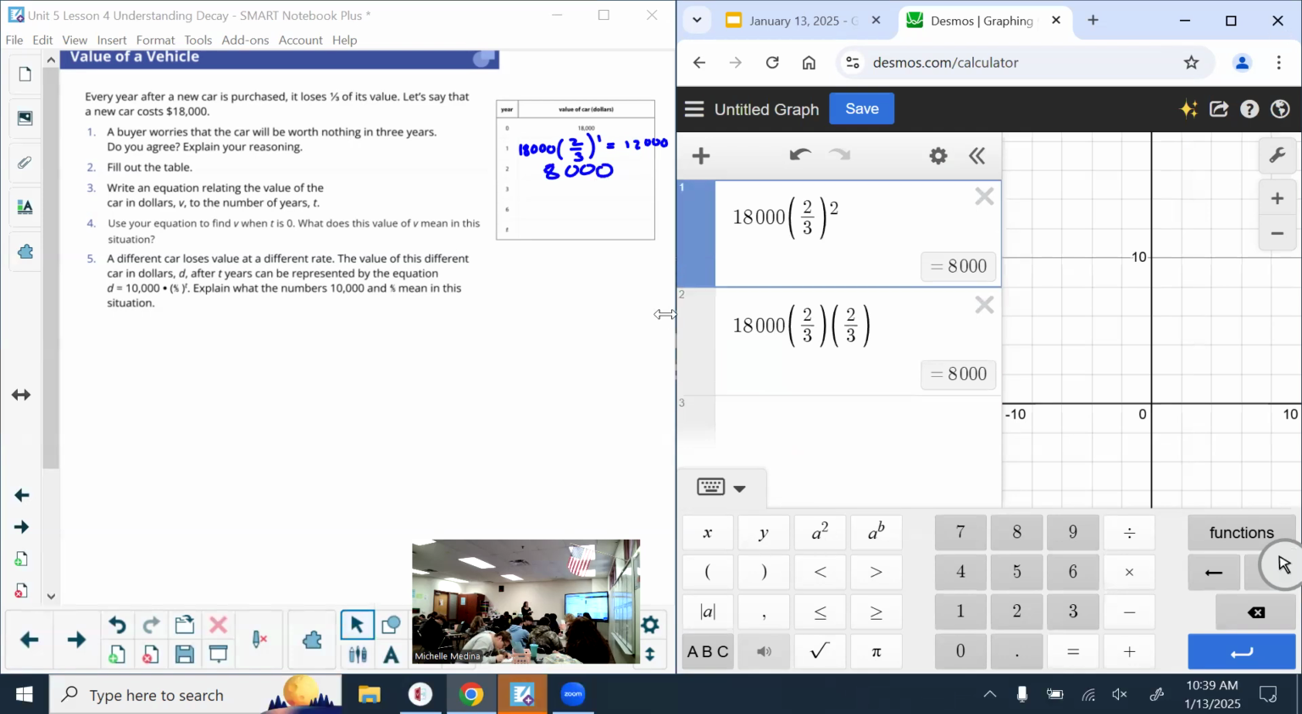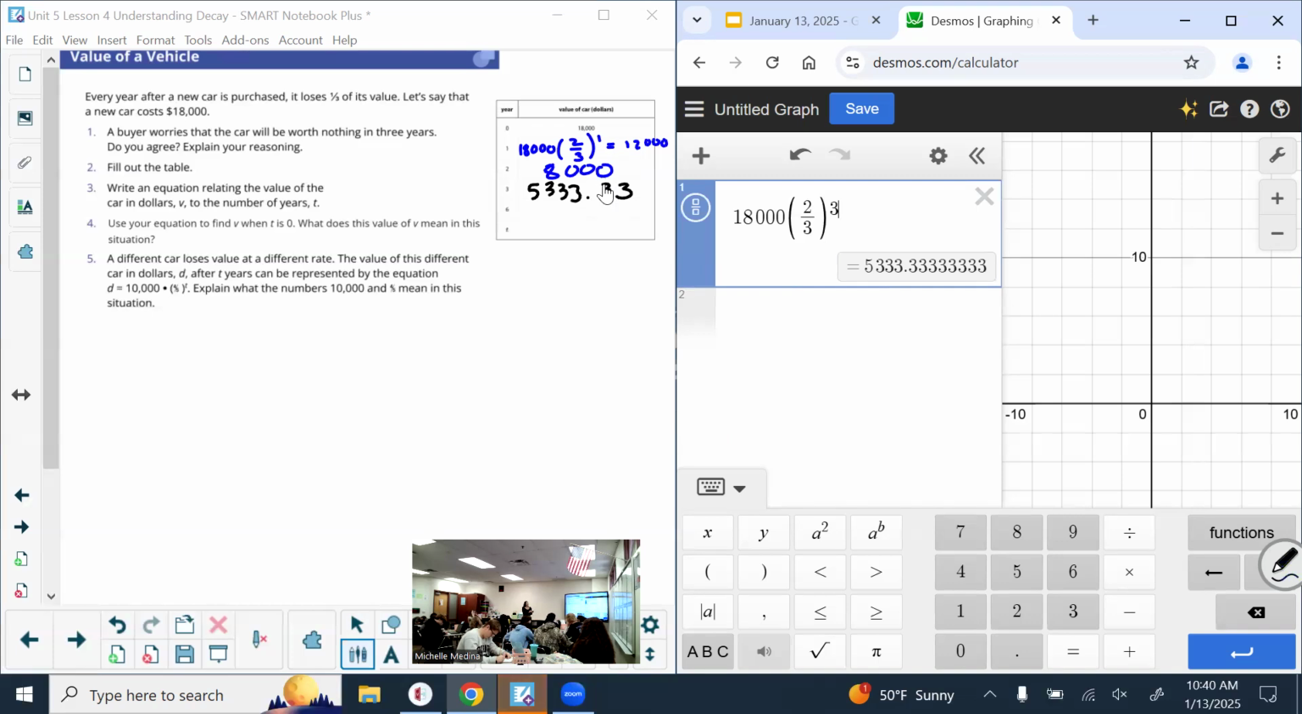All right, so after 3 years, I'm going to take this away. After 3 years, it is worth $5,333.33. If we're talking about money, make sure it looks like money. Like if on your homework, it's a question and it's asking how much does it cost after 3 years or how much is it worth after 3 years? Put it to 2 decimal spots. If it's talking about a person, you can't have a decimal of a person, so then you would just stop at the decimal.